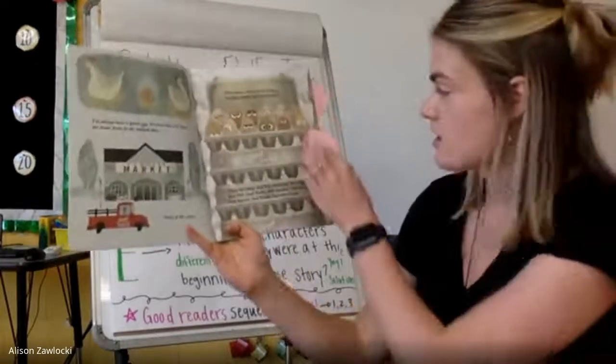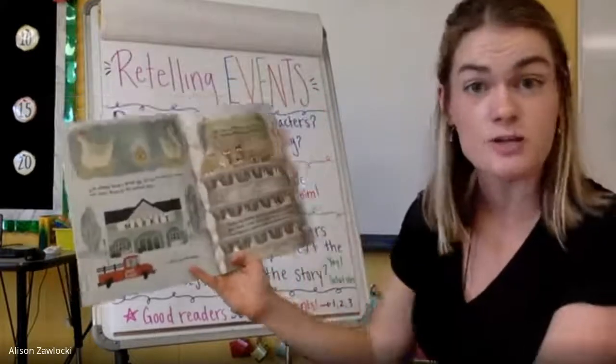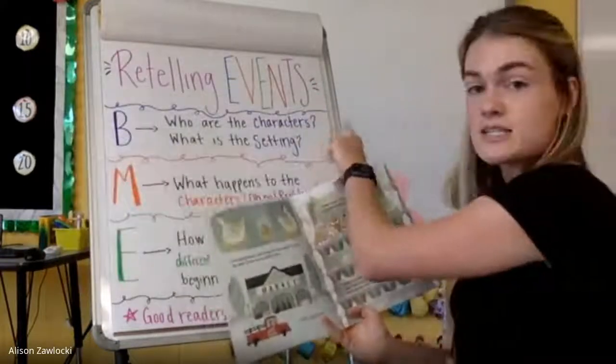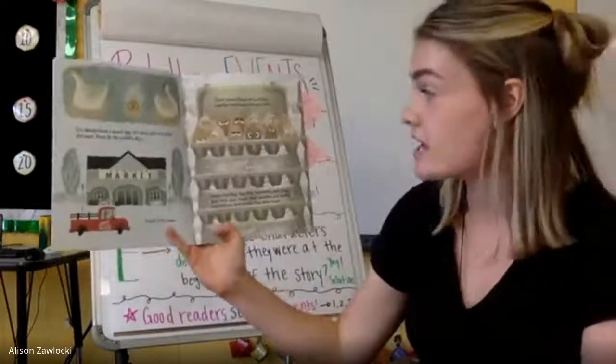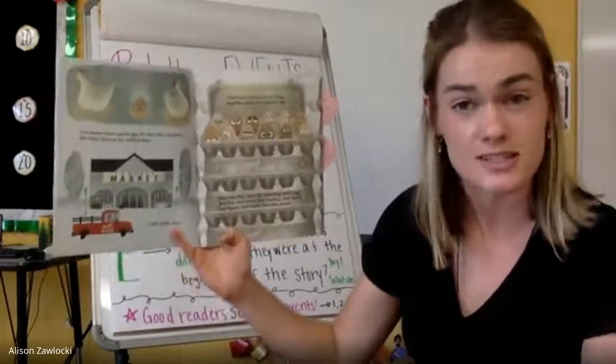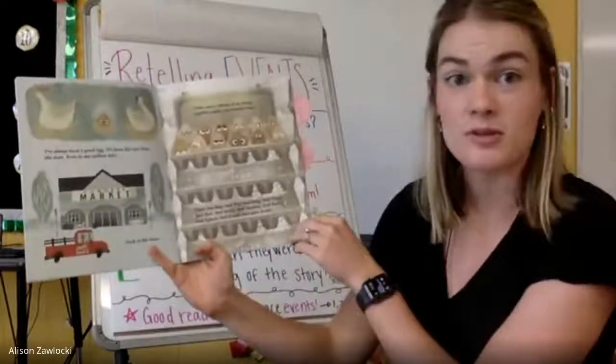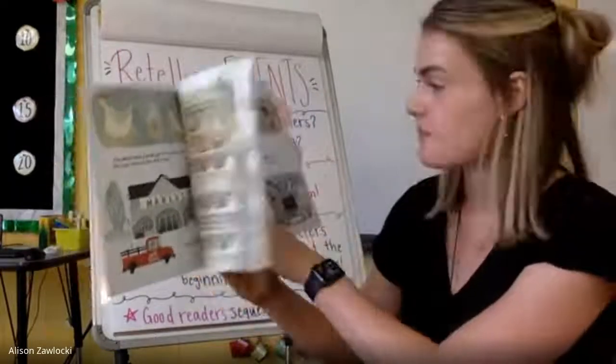So now we have to ask another question. We're at the beginning of the story. What is the setting? Where does the story take place? He is living in an egg carton, so that's the setting. Great job. Let's keep reading to get to the middle.